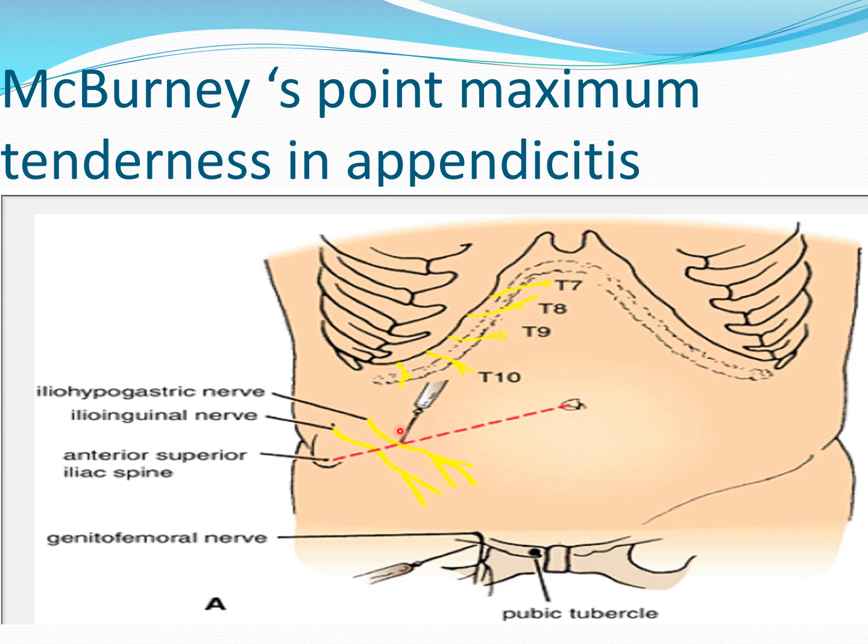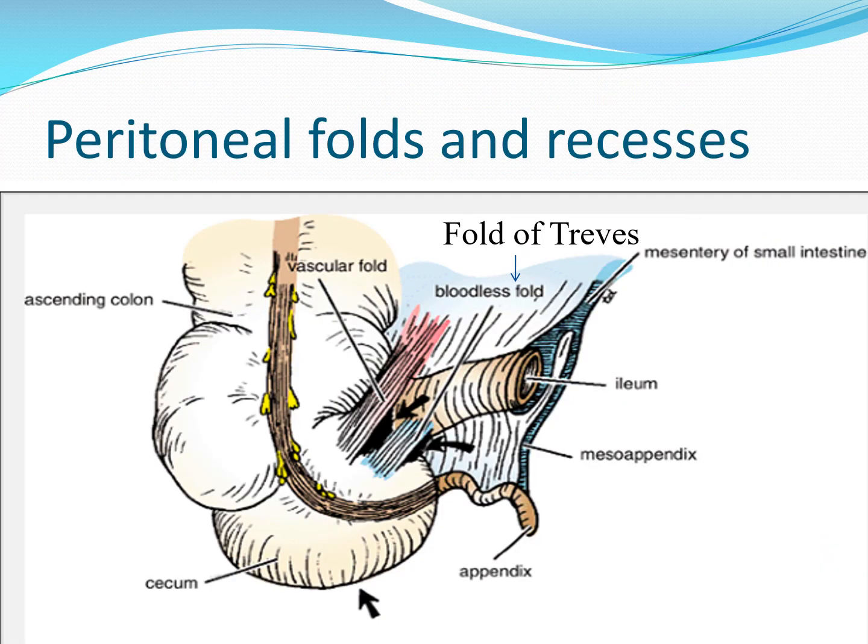Sometimes the iliohypogastric nerve and ilioinguinal nerve pass through McBurney's point. You may give an anesthetic injection here for relieving the pain. So this is at McBurney's point.